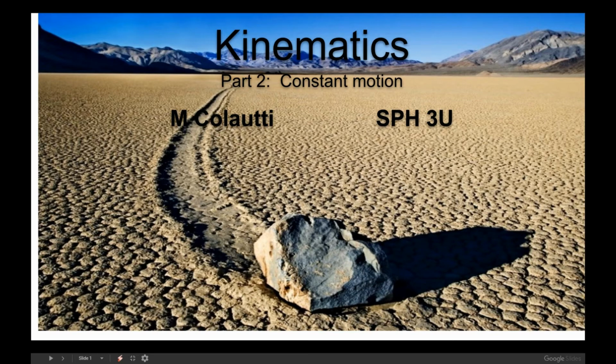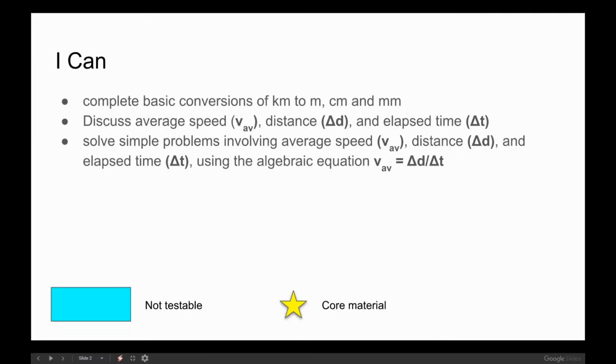Now you might go, what's this picture about? You can look it up. These are the sailing rocks of the desert. These rocks move by themselves. That's all I'm going to say. If you're curious, look up sailing rocks.